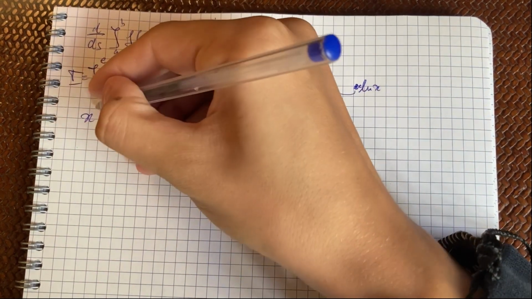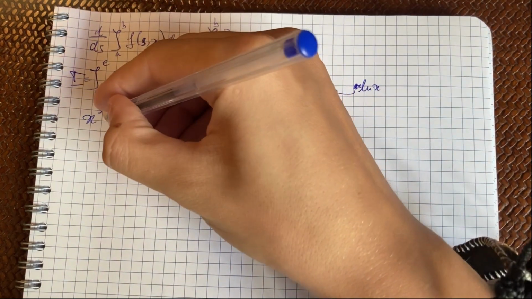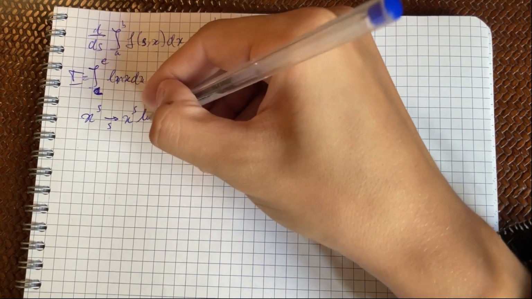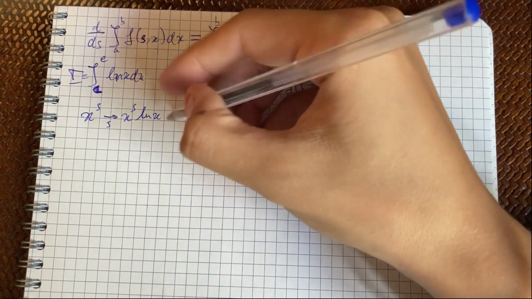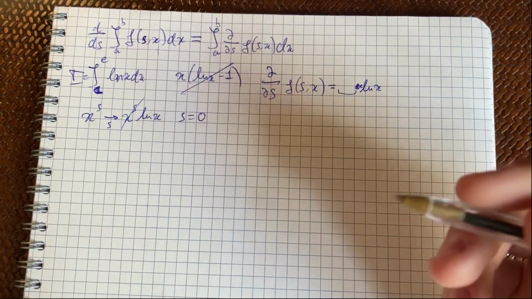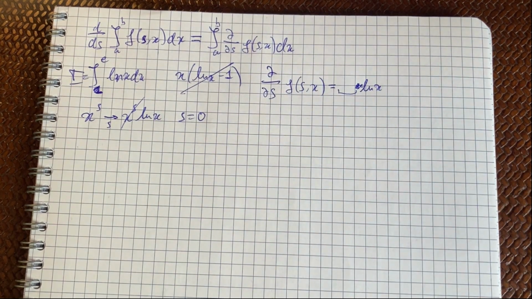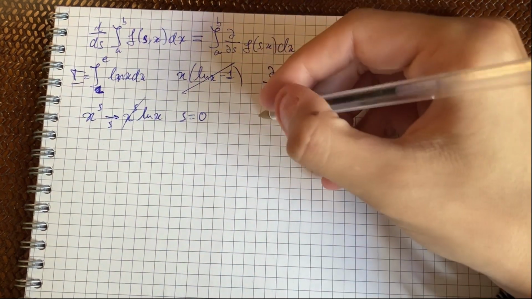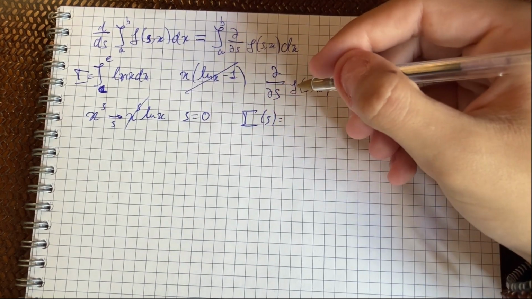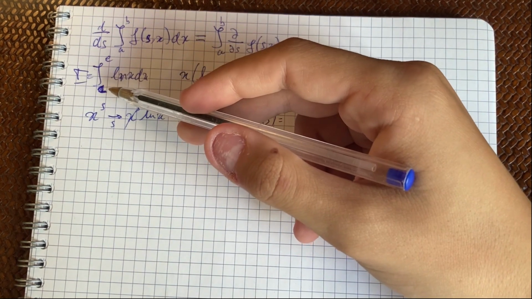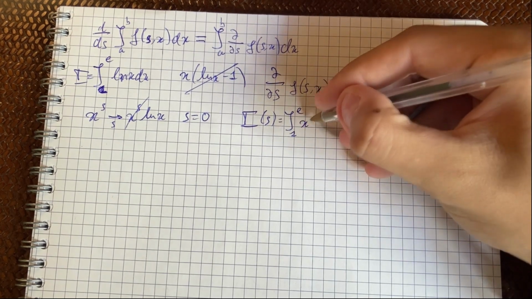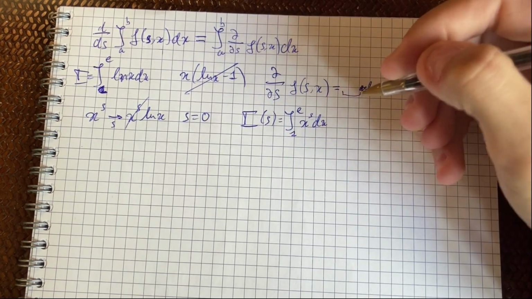If we take x to the s, when differentiating with respect to s, we get x to the s times log x. And if we say that s equals 0, we have just log x. So now we can do it. We can put I of s equals the integral with the same limits, so the integral from 1 to e of x to the s power dx.